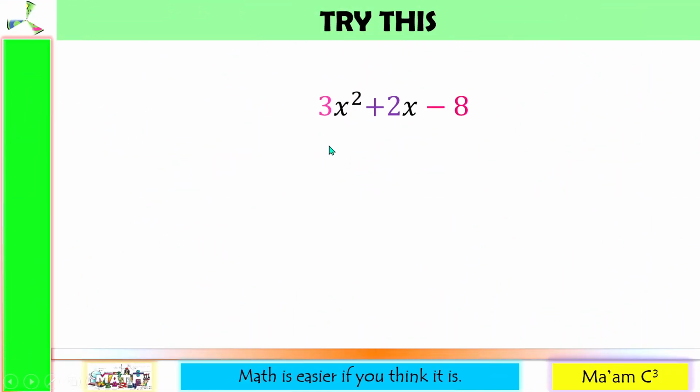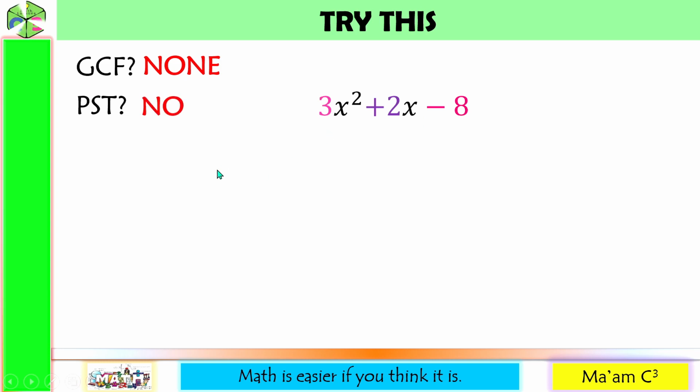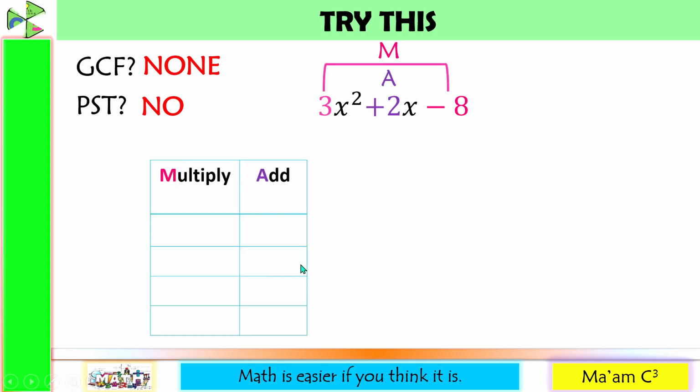Try this. 3x squared plus 2x minus 8. Again, first question, is there a GCF? Common factor for 3, 2, and 8? There is none. How about PST? Is it a perfect square trinomial? Square root of 3 is not exact, so this is not a PST. Let us use the MA technique. Here is my table. So for multiply, we're going to multiply 3 and negative 8, and that will give us negative 24.